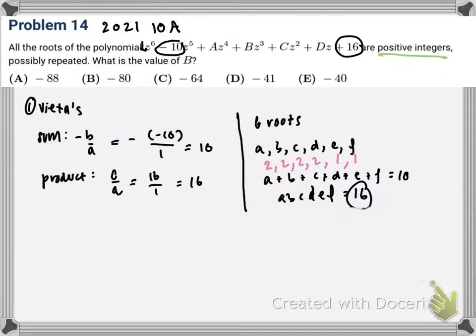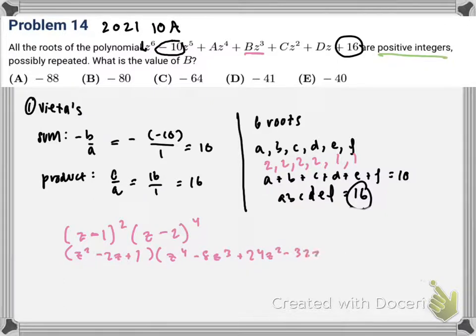Now I can just plug these back in, and I'm going to say that the polynomial is going to be z minus 1 squared times z minus 2 to the power 4. I can expand parts of this out so that I get closer to finding the value of b. So this becomes z squared minus 2z plus 1, and this becomes z to the 4th minus 8z cubed plus 24z squared minus 32z plus 16. You double check that.